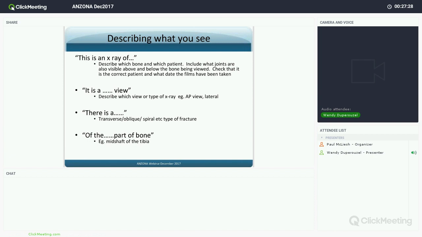There is, and then that's when you start your description of the actual fracture. So knowing all of your terminology at this stage is really, really important. So is it a transverse fracture? Is it an oblique fracture, which is on an angle? Is it a fracture that is spiraling through the bone? And then providing more information on what part of the bone that you're seeing it. For example, this is a transverse fracture and it's of the mid-shaft of the tibia. And that's giving quite a bit of information along the way.